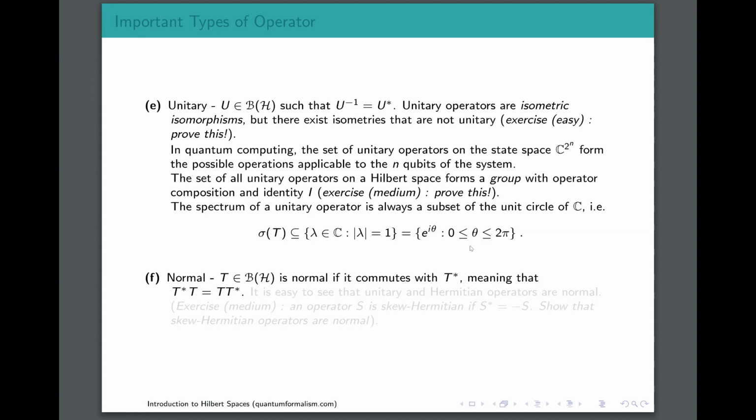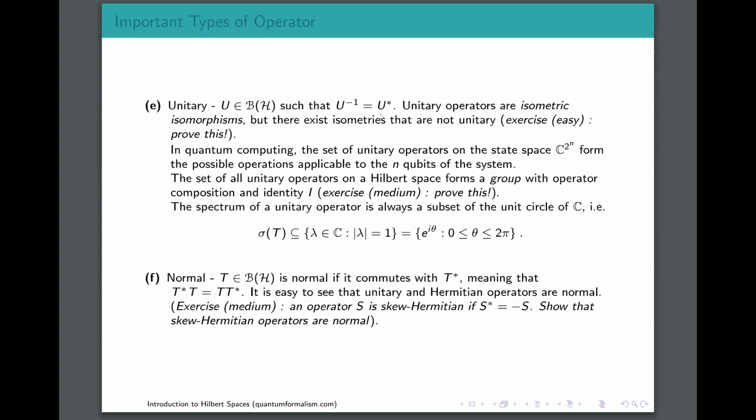A normal operator is an operator T on a Hilbert space which commutes with its own adjoint, meaning that T star T is equal to T T star. So unitary and Hermitian operators are normal, and that's quite easy to see just by these properties here. But as an exercise, try and prove that the skew Hermitian operators are normal. So these are operators for which their adjoint is equal to their negative.